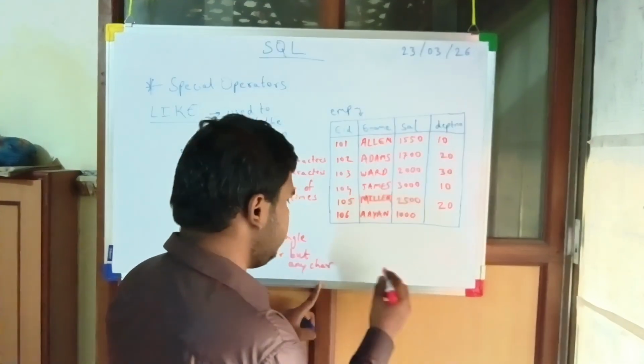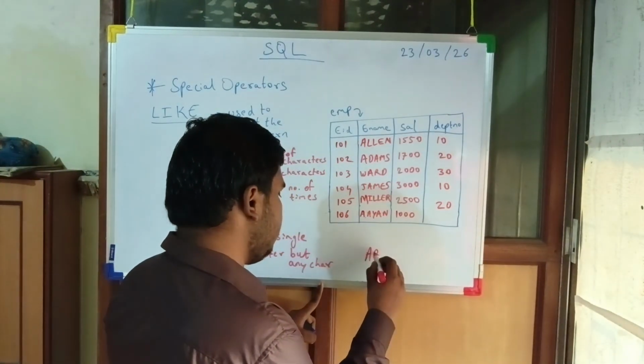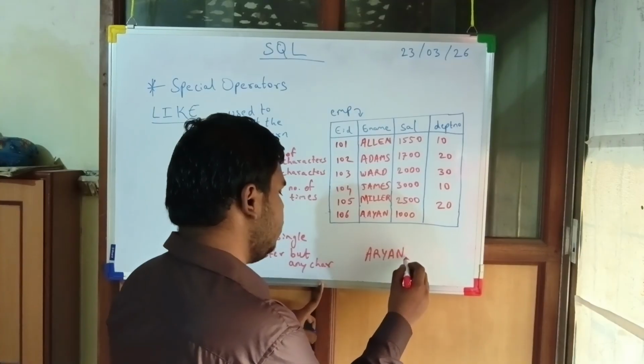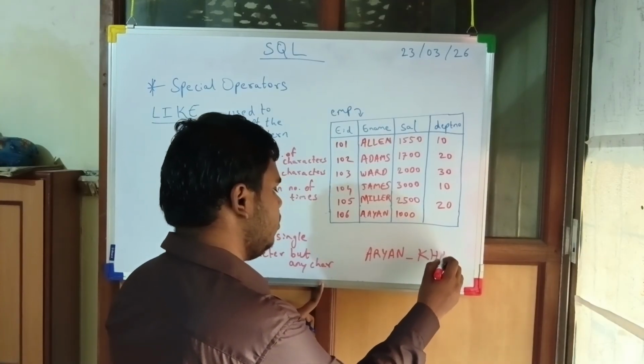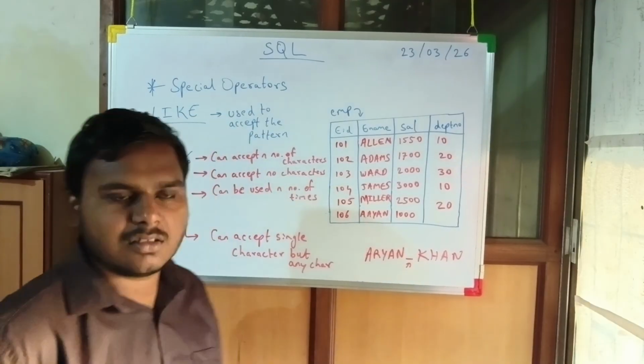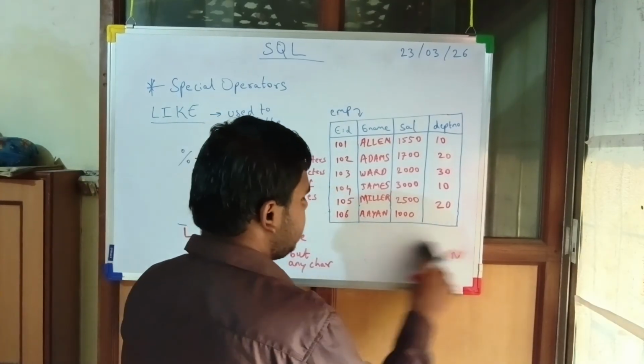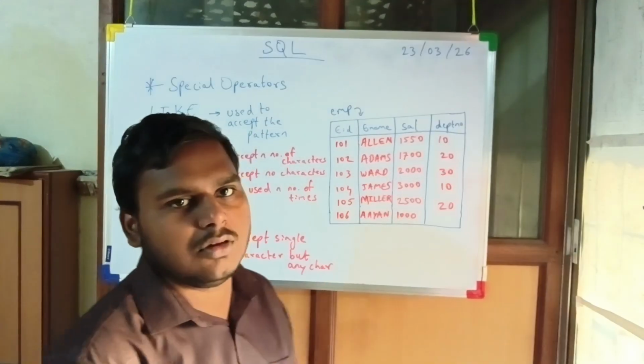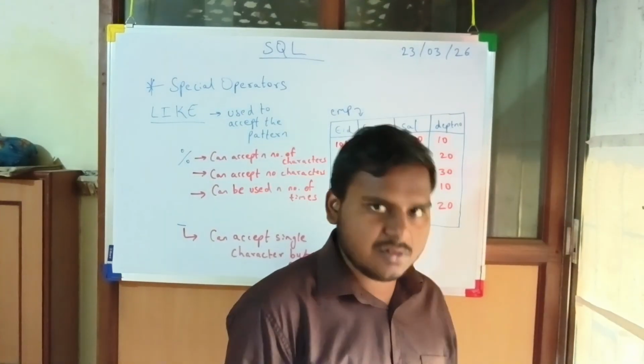Underscore means this. Let's say I'm giving you a name, Aryan underscore Khan. Okay, underscore, this is not a hyphen. Okay, there might be some who don't know the difference between underscore and hyphen.